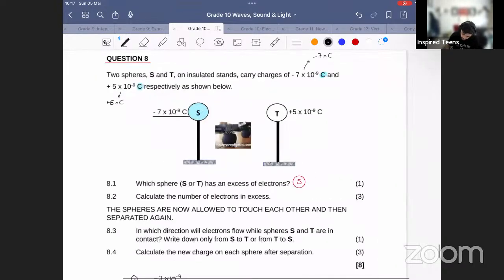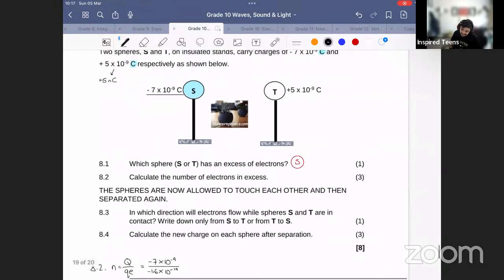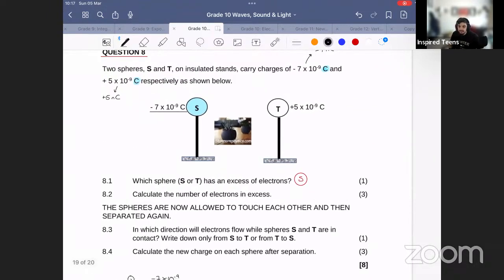Moving on, the spheres are now allowed to touch each other and are then separated. So S and T come close together, they touch each other, and then they are separated. Remember what happens when two charges touch one another: electrons will be transferred. After they are separated again, they will have the same charge. So they have different charges, they are brought to touch each other, and thereafter, when they are separated, they have the same charge. So let's answer the question.